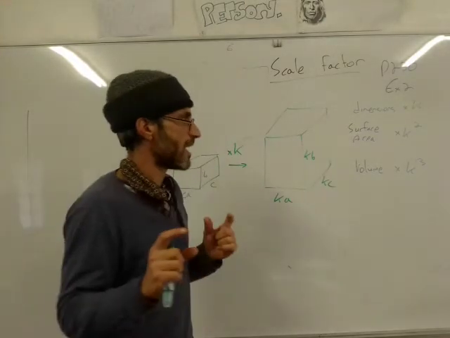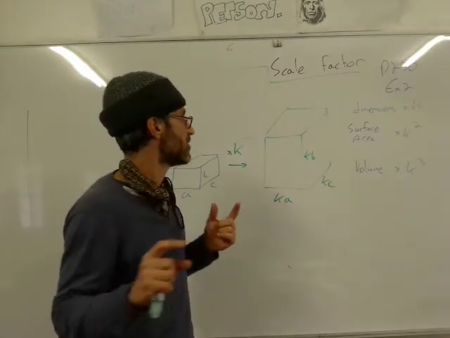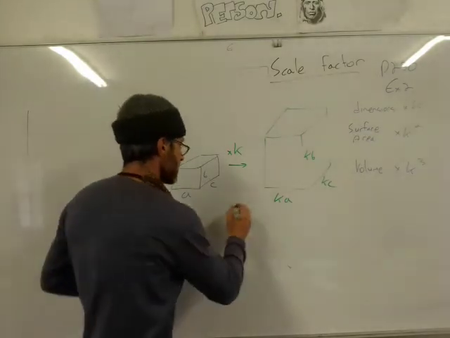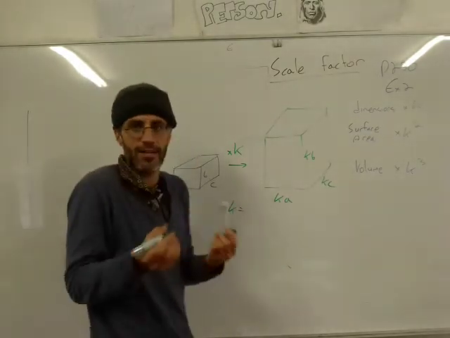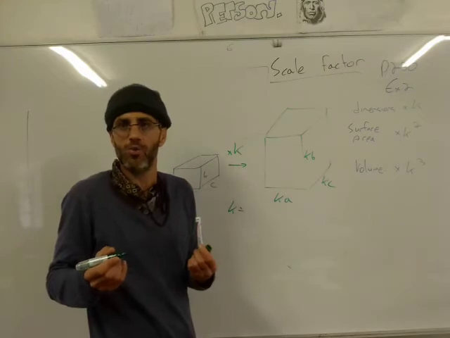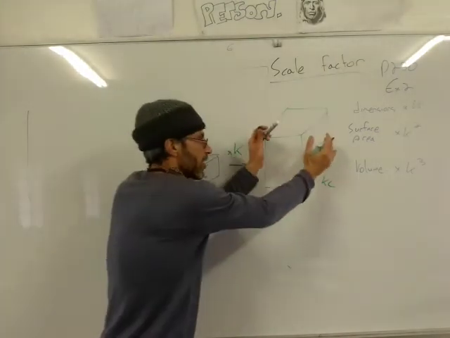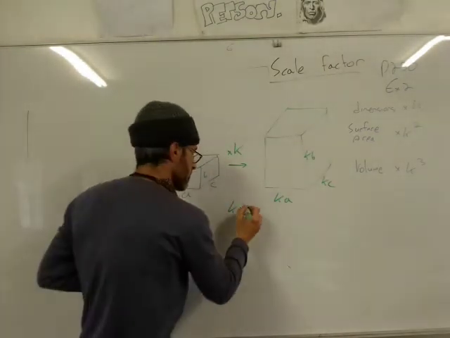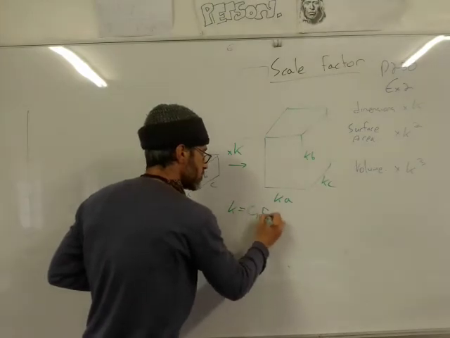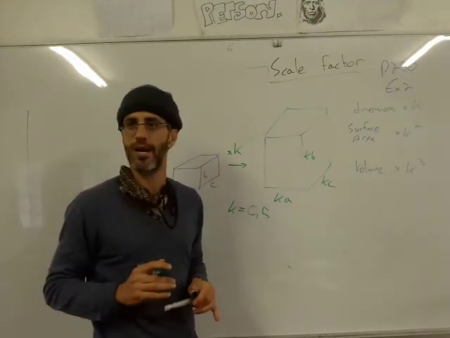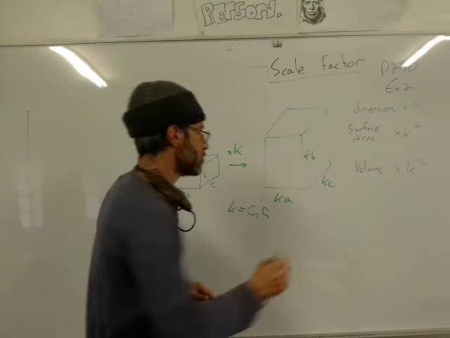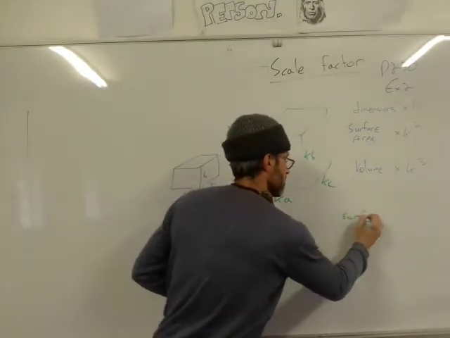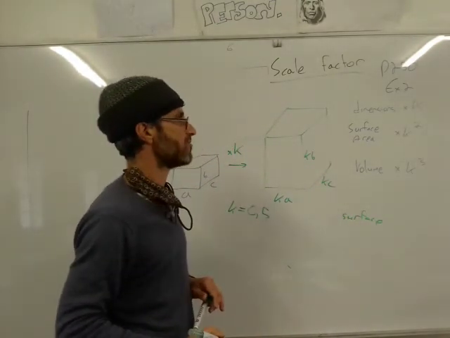Now an example we didn't talk about, but it's going to be quite obvious. I didn't say that K must be larger than 1. We can actually shrink, we can go from a big object to a small object. So in fact K can, for example, be equal to 0.5. Let's say we halve all the dimensions. What will happen to the surface area in this case? If K is equal to 0.5, divide by 2.